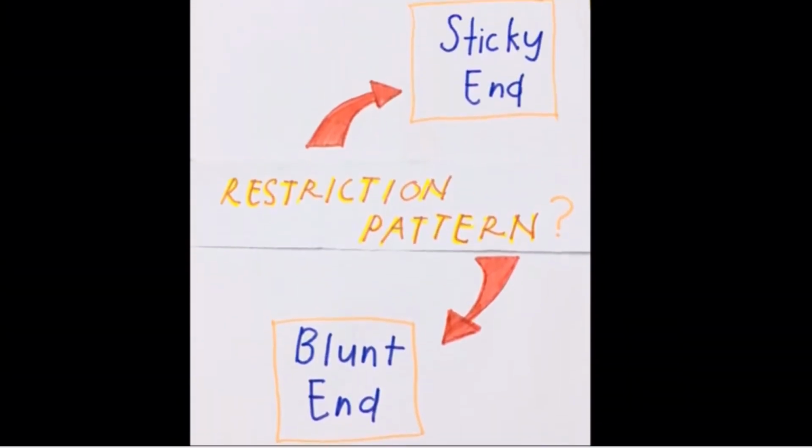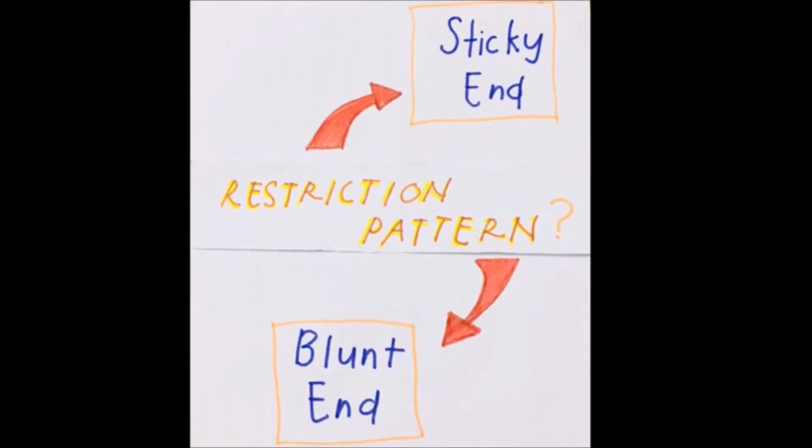Now, I will discuss the restriction pattern. What is a restriction pattern? After cutting or cleaving the DNA with a particular restriction enzyme at a particular sequence, the DNA will be present in two forms or two patterns. The pattern is called the restriction pattern. That means the restriction enzyme can cut the DNA in two ways and produce DNA in two forms or two patterns: sticky end or blunt end.